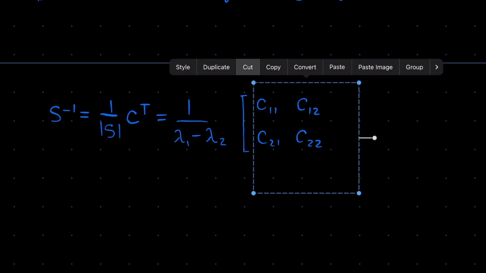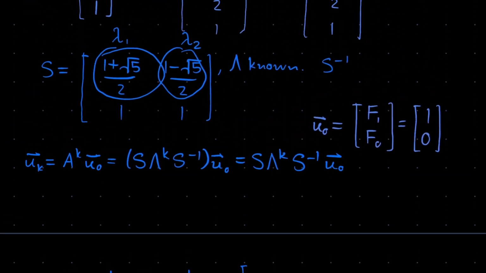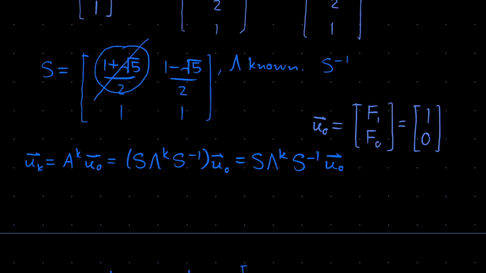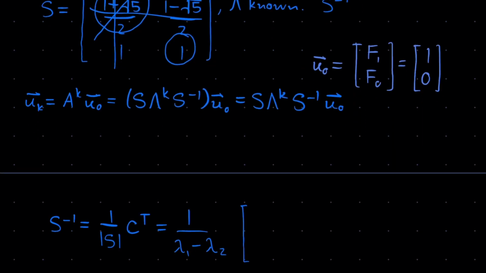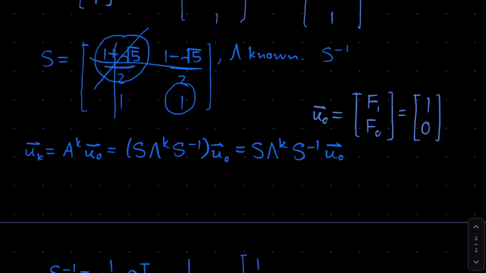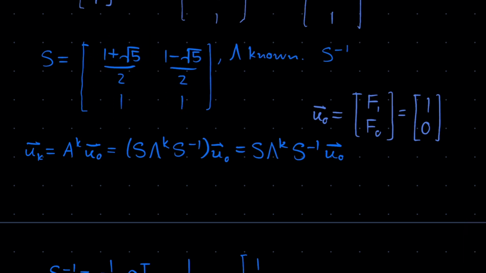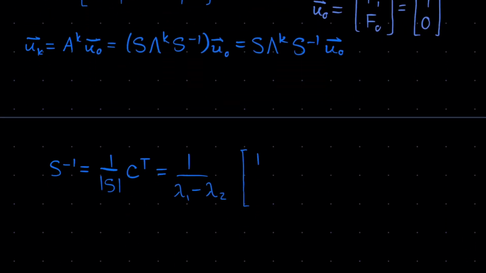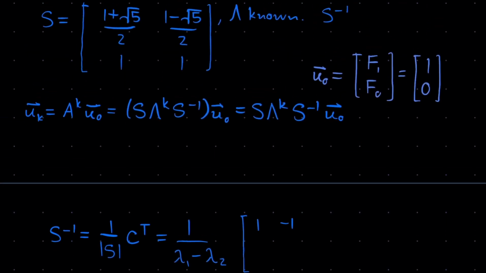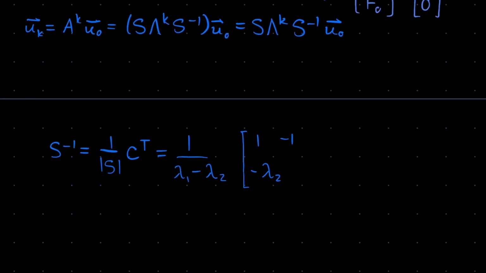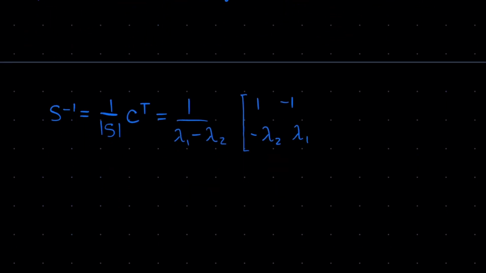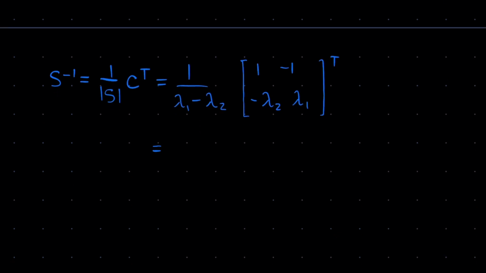So what's cofactor 1,1? Cofactor 1,1 is when this row and column are removed and we only have 1. And I'm assuming that you know what the cofactor is from linear algebra, so I'm just going to derive this. So we directly have minus 1, minus lambda 2, and lambda 1. That's our cofactor matrix, and we need to transpose that. So our final equation for S inverse is 1 over lambda 1 minus lambda 2 times the matrix 1, minus 1, minus lambda 2, lambda 1.